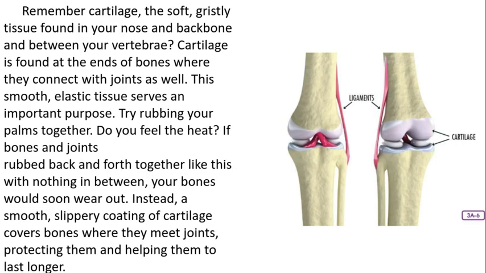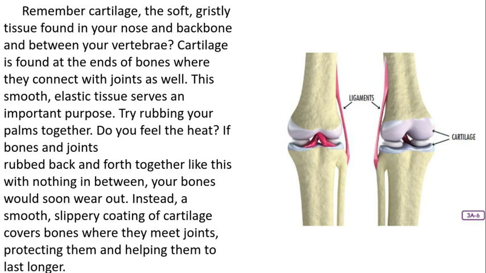Remember cartilage, the soft, gristly tissue found in your nose and backbone, in between your vertebrae and in your ear? Cartilage is found at the ends of bones where they connect with joints as well. This smooth, elastic tissue serves an important purpose.